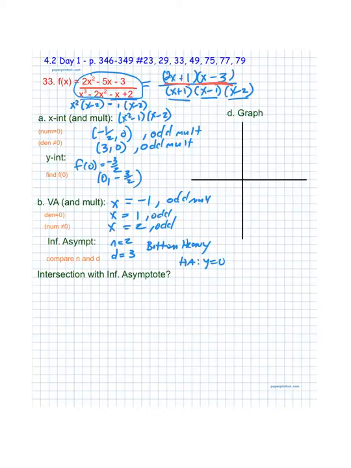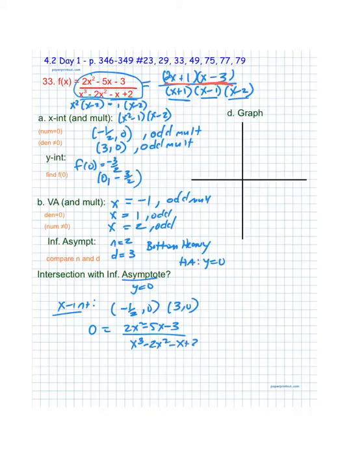In determining whether this graph intersects the horizontal asymptote at y equals 0, all we need to look for is x-intercepts. I mean, that's what x-intercepts are. They're points where the graph crosses the line y equals 0. So we have two places, negative 1/2, 0, and 3, 0. If you didn't realize that, you could solve the equation 0 is equal to 2x squared minus 5x minus 3 over x cubed minus 2x squared minus x plus 2, which is what we did to find the x-intercepts.